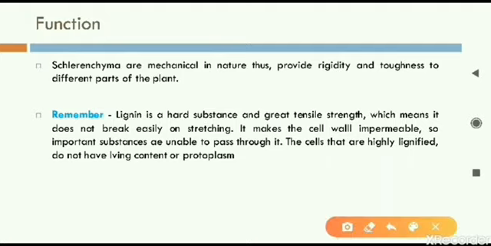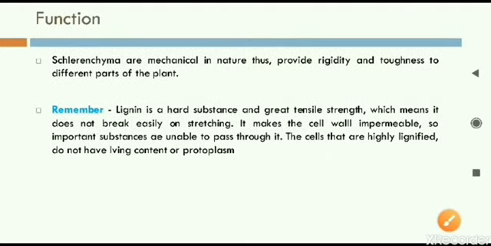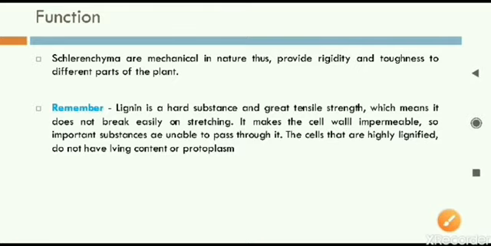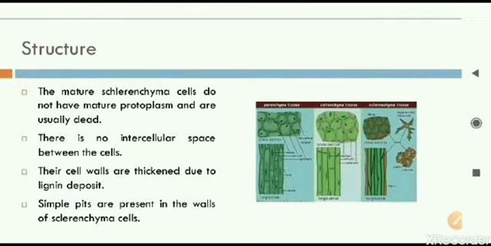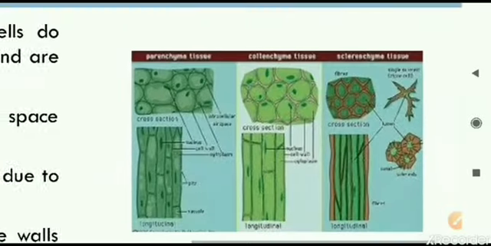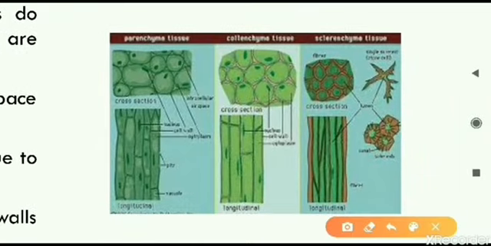So these cells, the sclerenchyma, contain this lignin pigment in them. Today what we have learned is the three types of cells, that is parenchyma, sclerenchyma and collenchyma. The parenchyma cells have intercellular space. Collenchyma has no intercellular space. Sclerenchyma also has no intercellular space.